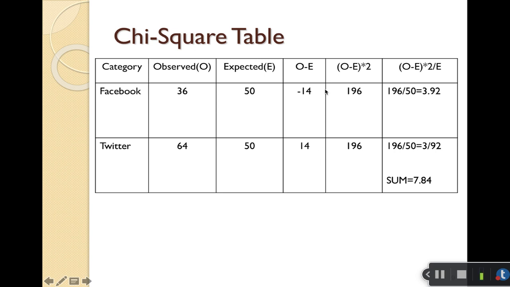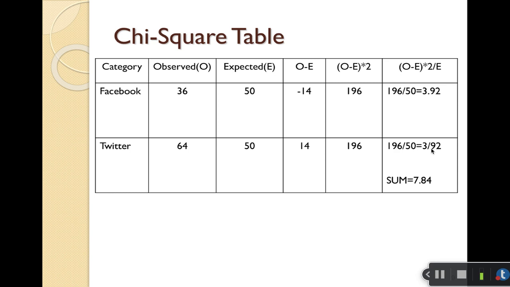The next step is to square those values. Taking both of these, squaring them removes the negative sign, so I end up with 196. Next, I want to take the 196 and divide by the original expected frequency of 50. You can see for Facebook, I end up with a 3.92, and same thing for Twitter, I have a 3.92. If you recall, the last step was to sum those together using the sigma, and that gives us a sum of 7.84 for our chi-square calculated value.